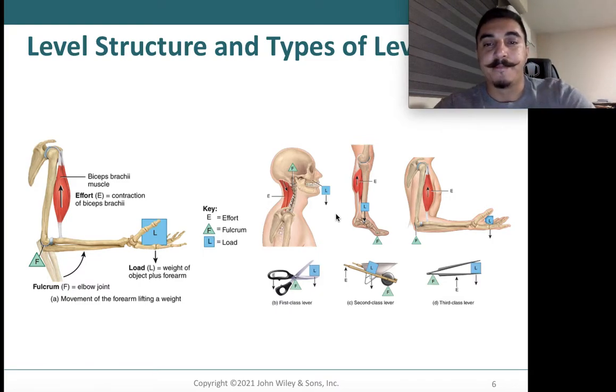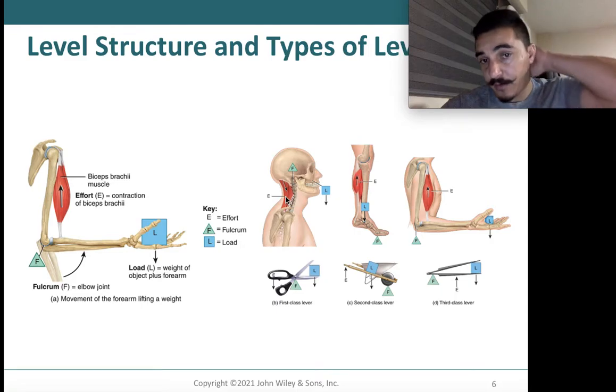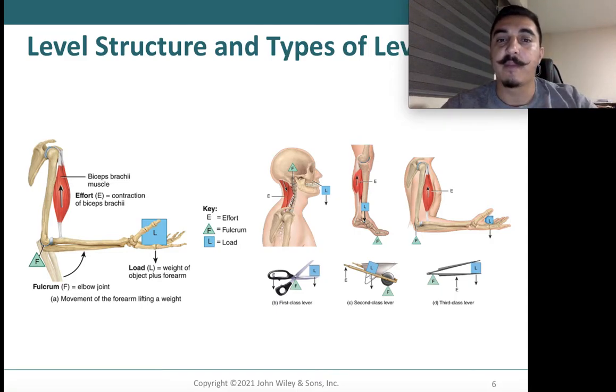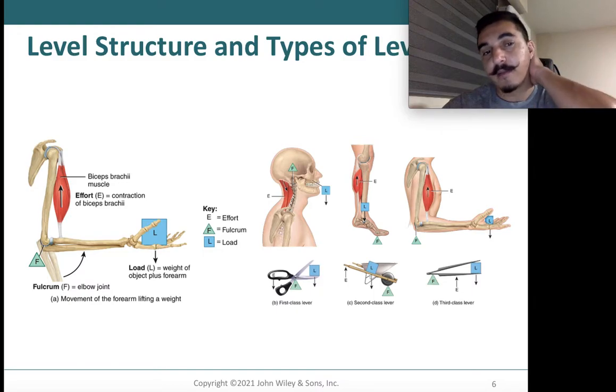Anyways, so here are our three types: first class lever, second class lever, and third class lever. So you see first class, the effort. We have our muscle in the back, near the neck, which we'll get into when identifying specific muscles, but that's the one that's going to put the effort.